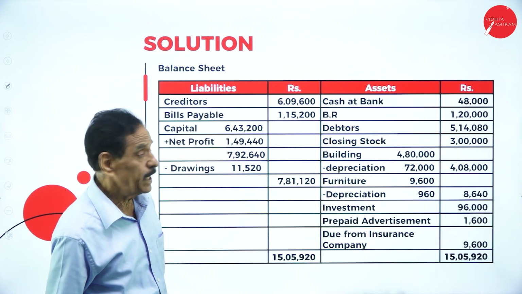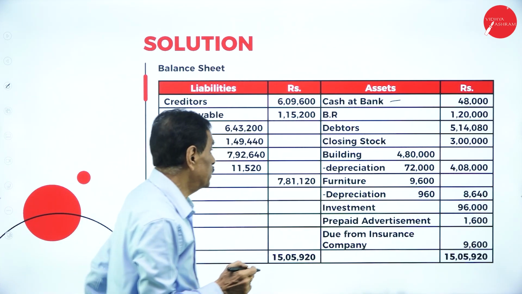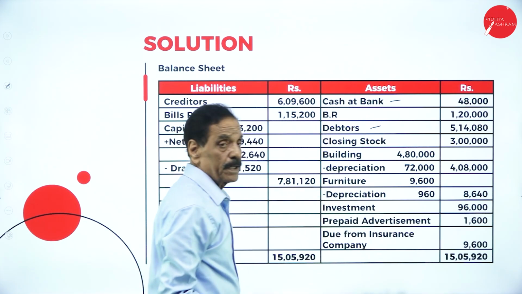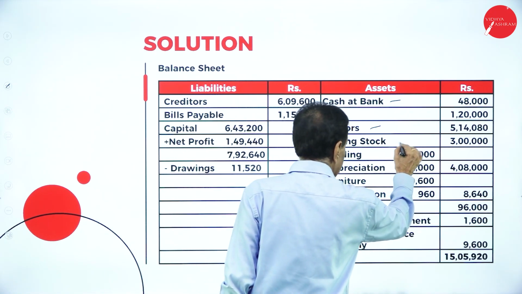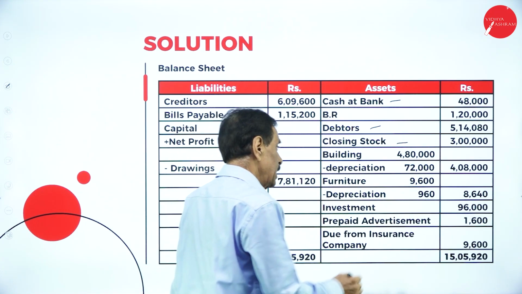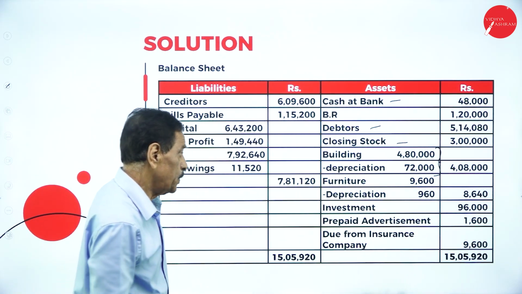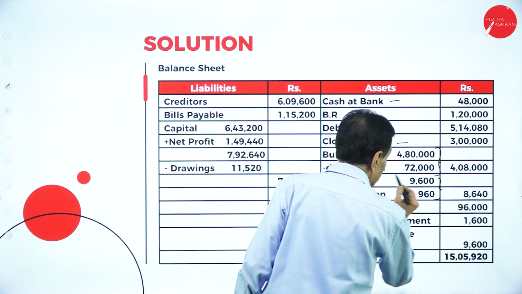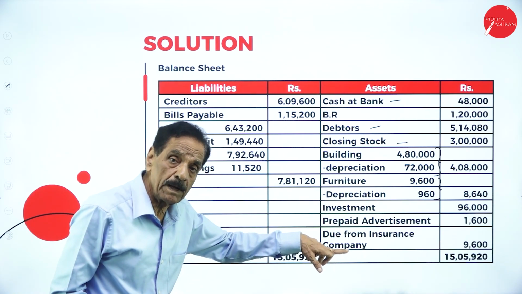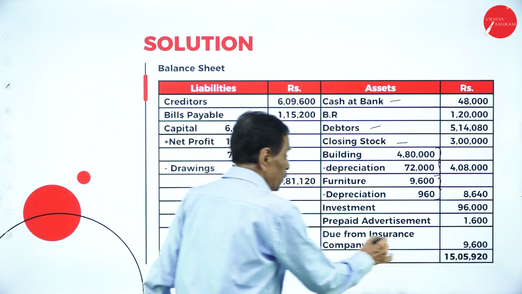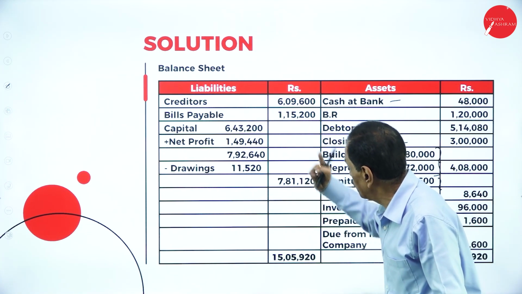Cash at bank 48,000. BR is an asset 1,20,000. Debtor as per trial working note 5,14,080. Closing stock 3 lakh. Building minus depreciation 4,08,000. Furniture minus depreciation 8,640. Investment is an asset. All prepaids are asset. Due from insurance company 9,600. Creditor is a liability. BP is a liability.